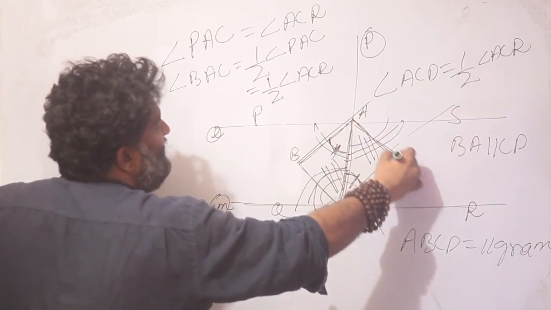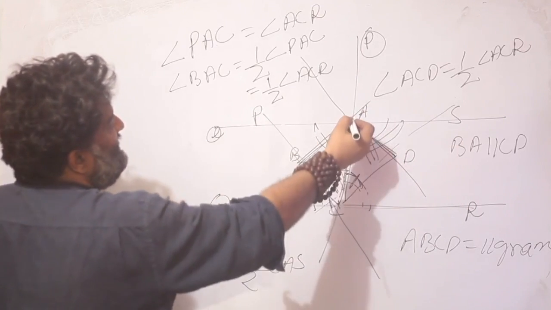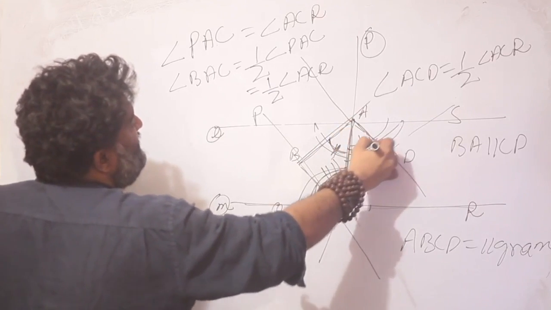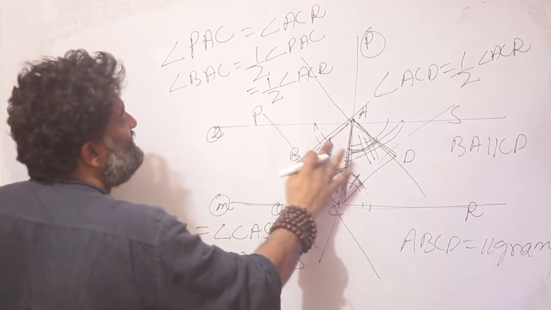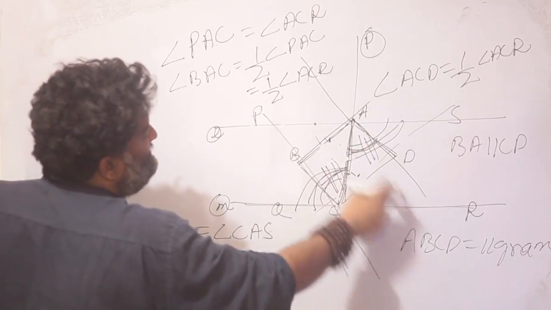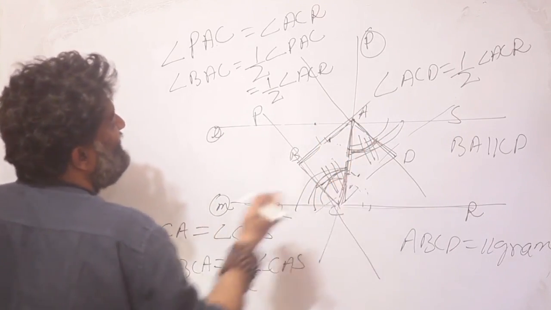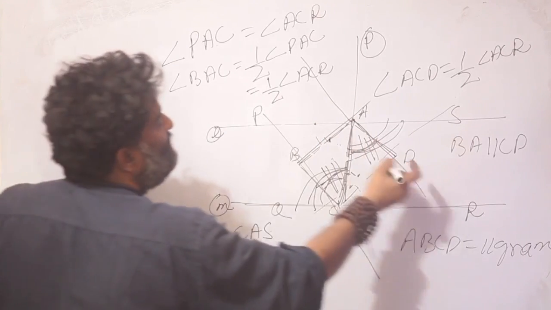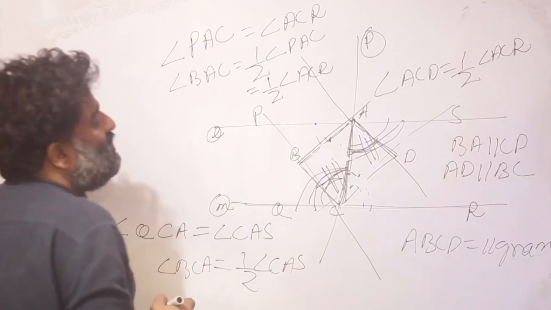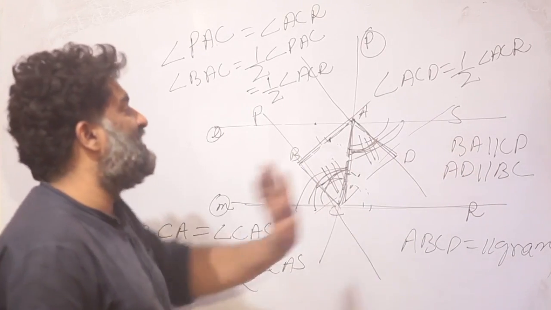Now think of AD extended if you want to, and BC has two parallel lines and this as the transversal. Again you have alternate interior angles equal to each other. Forget all of this. These are the parallel lines and this is the transversal. The alternate interior angles are equal to each other. So I can also say that AD is parallel to BC. So my job of proving that ABCD is a parallelogram is definitely done.